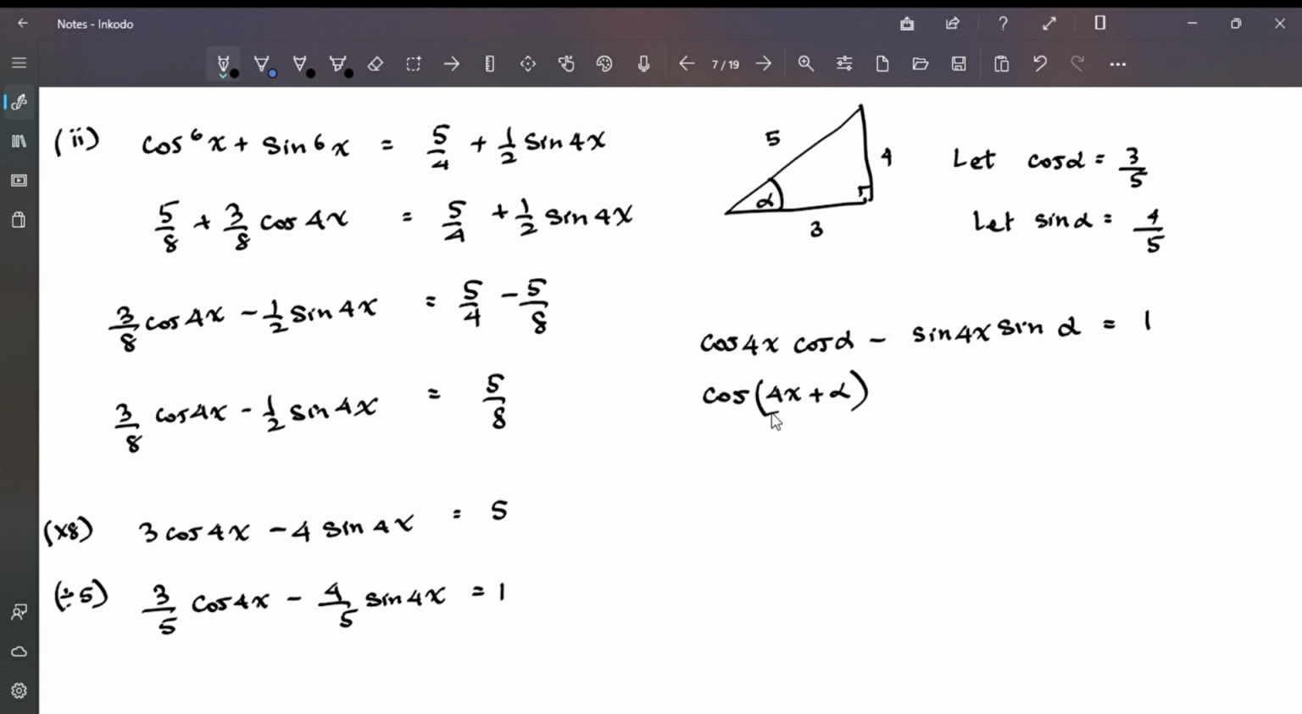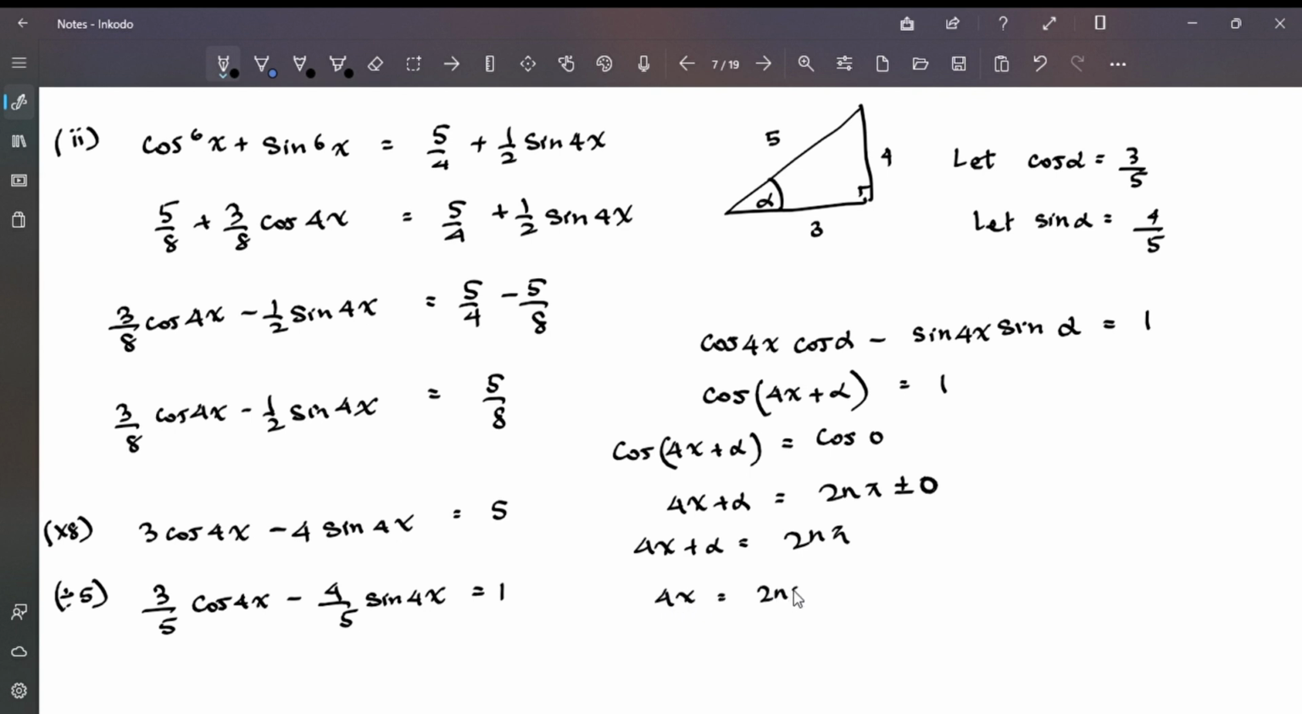Cos A cos B minus sin A sin B is cos, like this, 4x plus alpha equals 1. The principal value of 1 for cos is going to be cos 0. Cos 0 is 1. So 4x plus alpha initially will be equal to 0. That is 2n pi plus or minus 0. 4x plus alpha is 2n pi. So 4x is going to be 2n pi minus alpha.